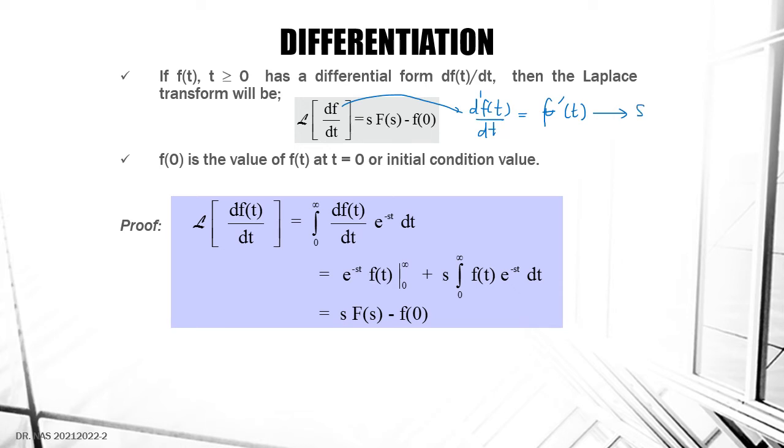So your s is to the power of 1, F(s) minus, until you no longer see the s in the function. So this is s to the power of 1. Next is s to the power of 0, equal to 1, so f(0). Here you have s to the power of 0 equal to 1. When you check with first principle, when you perform integration of the differentiation function, you'll get the same answer as sF(s) minus f(0).